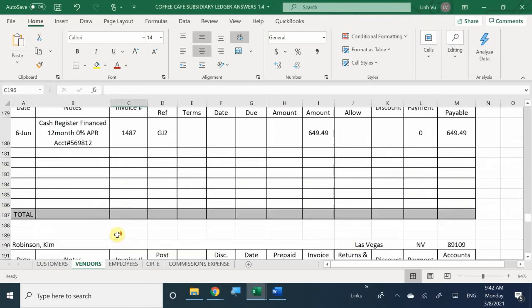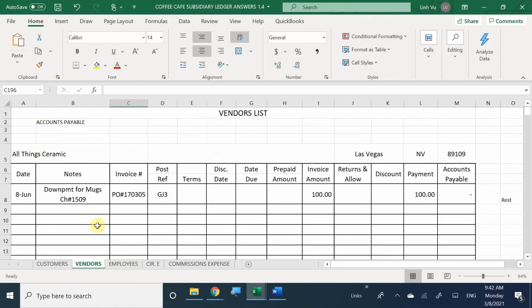Now that I completed my general ledger, I also have to update my subsidiary ledger. So again, this is where I have to go all the way up to the top, because all things ceramics. Now this is where I'm going to utilize my prepaid accounts, because I have the information here. Again, I'm going to write 80 coffee mugs. And I know for a fact that this is invoice number 126. General Journal 3 once again.